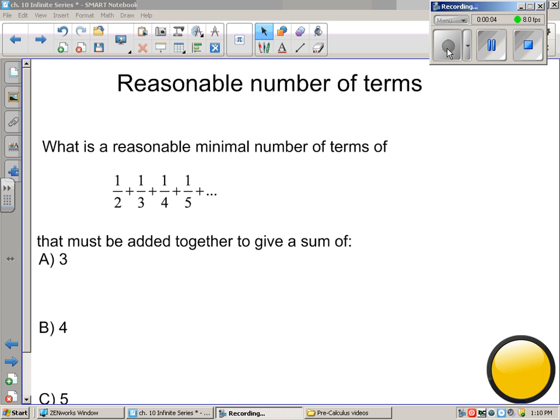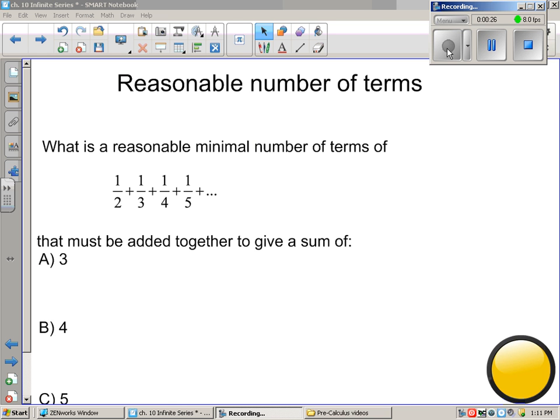So the next extension that we're going to look at with the harmonic series is how many terms would it take to get a particular number? We discussed the fact that when you add up the number of terms, each grouping is like a half. So if I wanted to know what must be added together to get a sum of 3, then how many of those half blocks would that be?